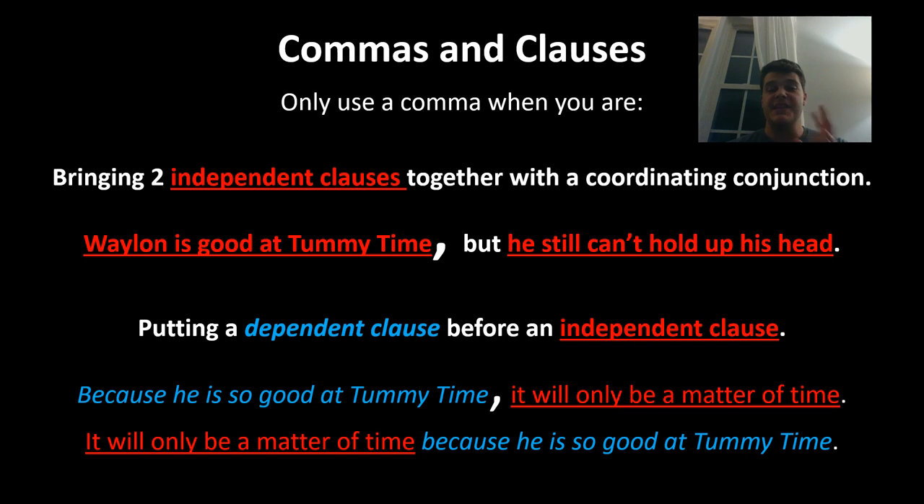All right, the second reason why you would ever use a comma: if you are putting a dependent clause before an independent clause. So we have, "Because he is so good at tummy time, it will only be a matter of time." "Because he is so good at tummy time" is a dependent clause. We have because as the subordinating conjunction. Notice it comes before the independent clause, "it will only be a matter of time." Because the dependent goes before the independent, we have a comma separating the two of them.